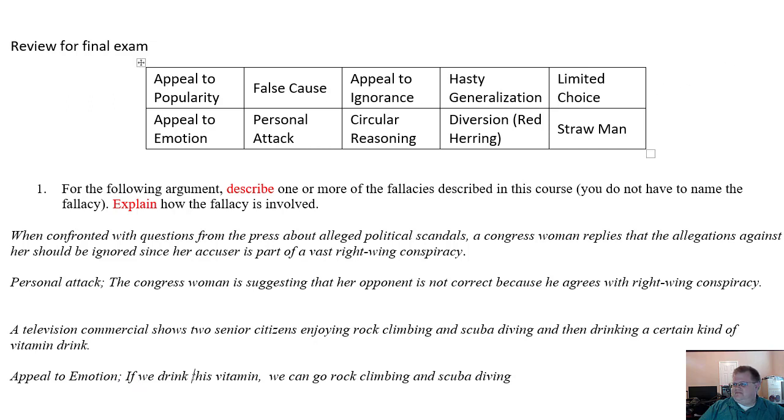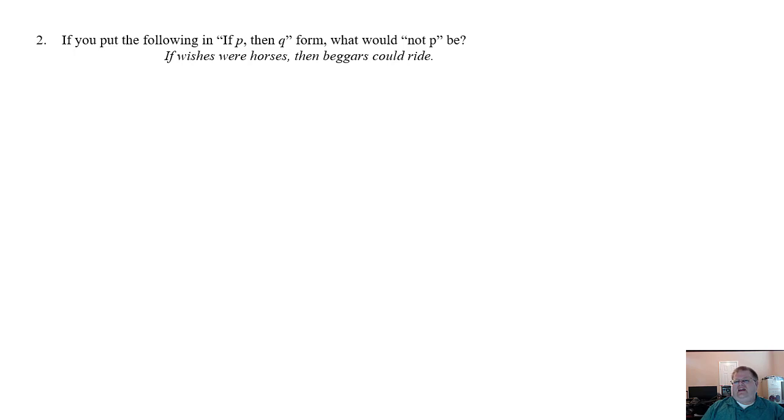Number two, if you put the following in if Q then P form, then what would not P be? So they're actually saying look for the if part, look for the then part, and negate the P part. Luckily, we already see an if-then part. So if P, then Q does correspond to a part of the sentence, but the words if and then are not really part of P and Q. It's just how we bring up the proposition and the condition or the conclusion of that proposition. So the P part is wishes were horses, and we're asked to negate that.